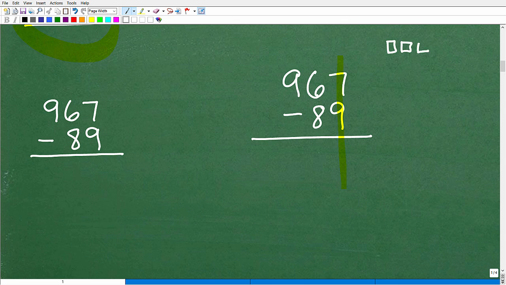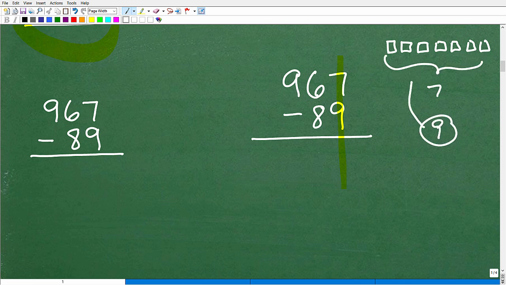1, 2, 3, 4, 5, 6, 7. I have 7 items here, right? Can I take 9 items away from those 7 items? No, I cannot. We're not dealing with positive and negative numbers here. Well, what do I do here? I can't take 9 away from 7. There's not enough things to take 9. I need at least 9 things to take 9 away, so I'm confused.